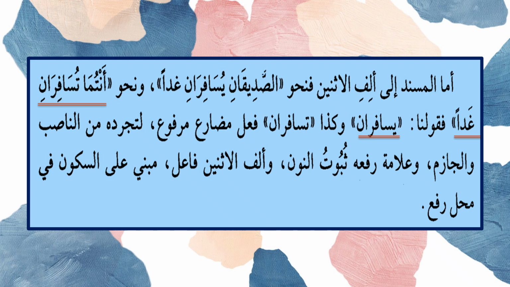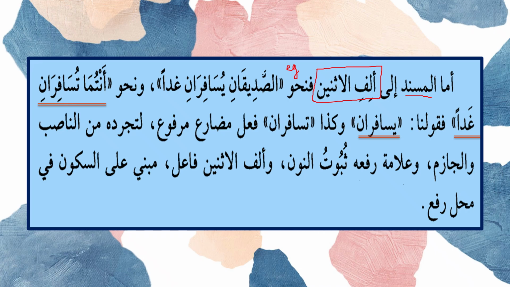See, here is an example of the alif al-ithnayn. When it is joined, the alif al-ithnayn is actually the damir. The damir which stands for the fa'il tells you how many persons are doing the action. So alif al-ithnayn tells you the number, that two people are doing the action. So the musnad ila alif al-ithnayn, for example, you can see as-sadiqan yusafiran ghadan.